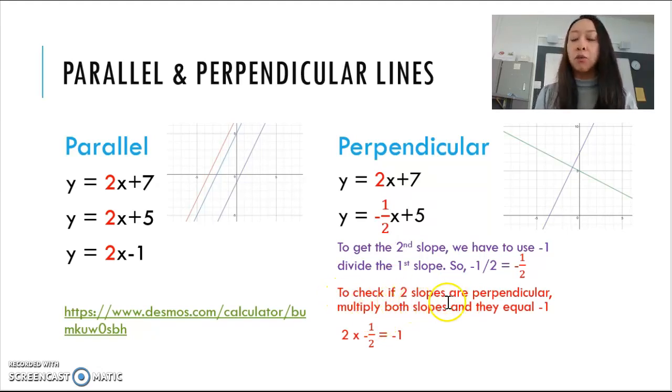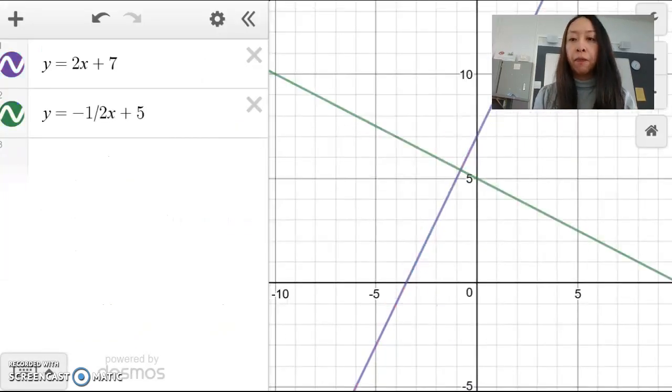To check if two slopes are perpendicular, multiply both slopes together and they have to equal -1. So if I multiply my 2 and my -1/2, they will become -1. So if I copy this equation onto my Desmos, you can see that these lines will be perpendicular.